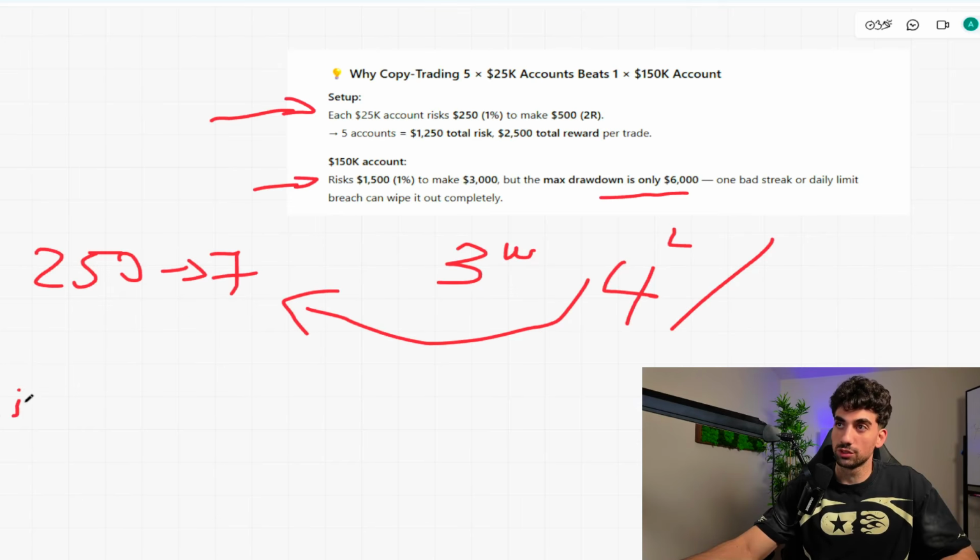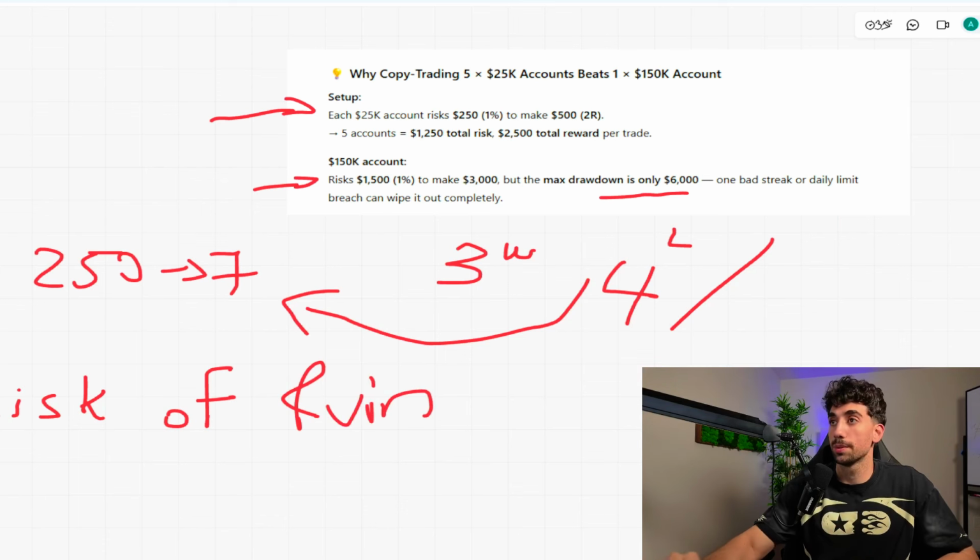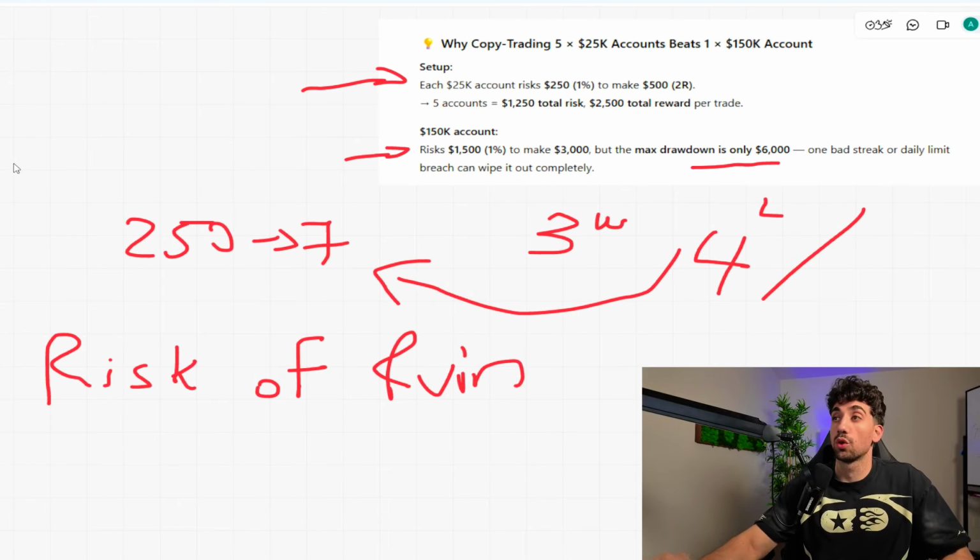So risk of ruin is really important. Because for you guys that are math nerds, it just simply means how likely you are to lose your whole account. So risk of ruin from here will be about 20%. It would drop under 5%. Again, this will depend on your stats, but it will drop under 5%.